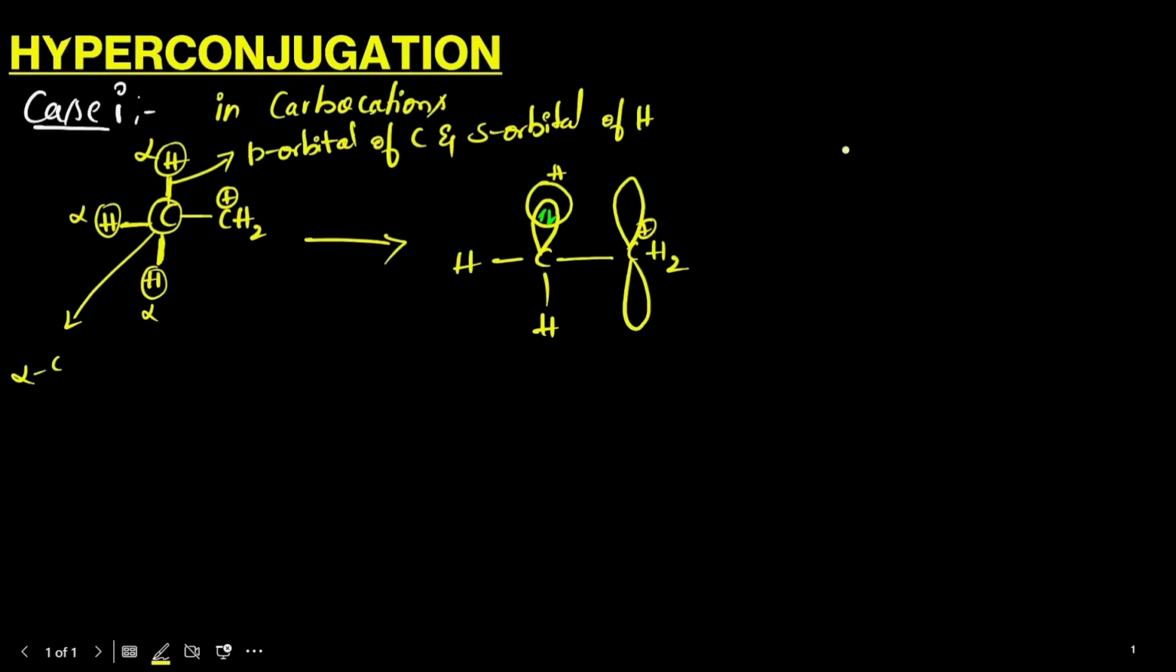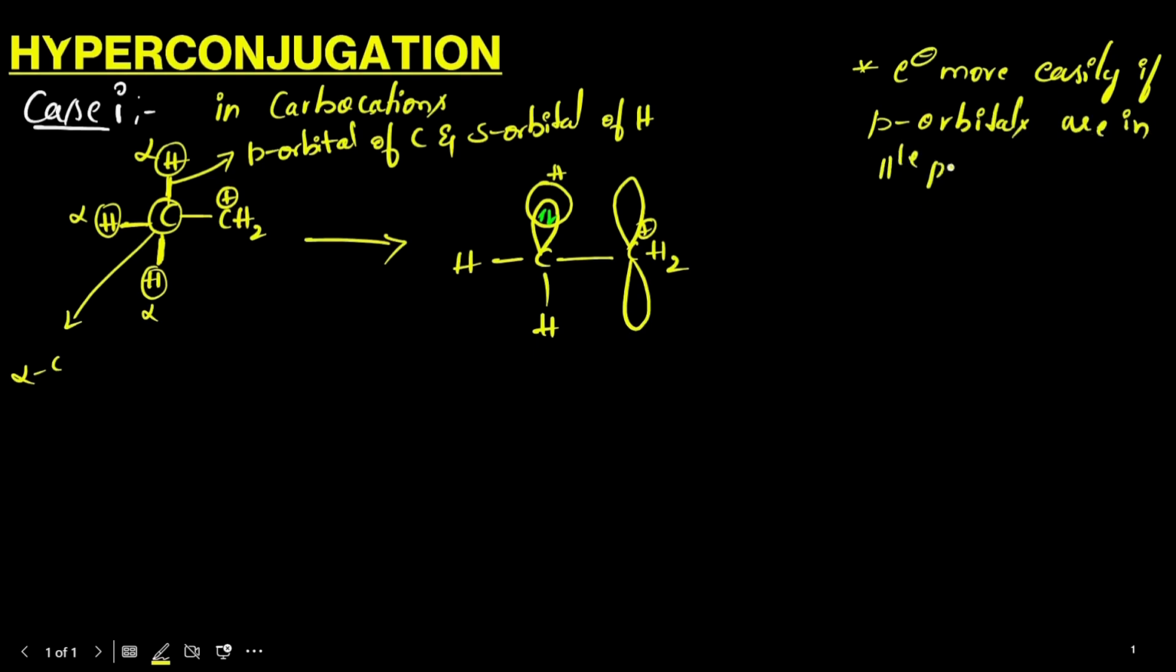We know that electrons move easily if p orbitals are in a parallel position. This we have studied in the lecture on inductive effect. The link is given in the description box. So here the electrons move easily if the p orbitals are in a parallel position. Here these two orbitals are parallel in position, so these electrons move to the empty p orbital of the carbocation.